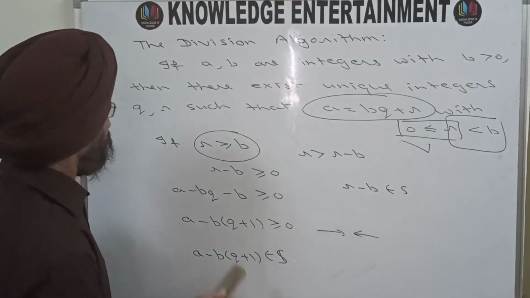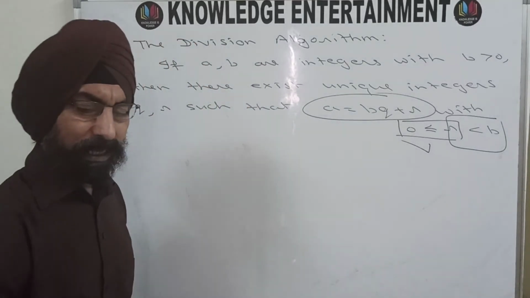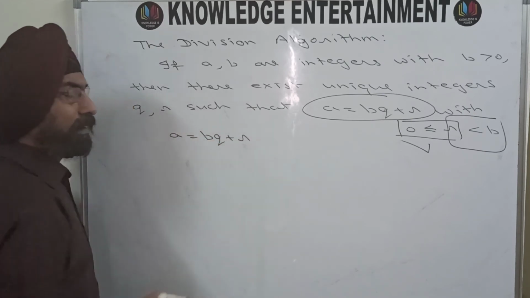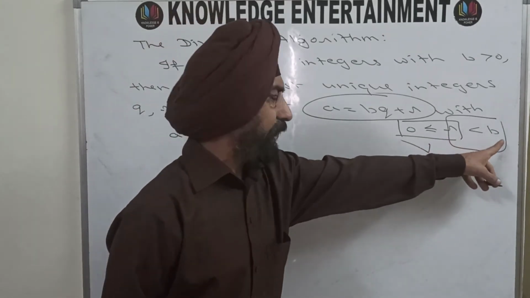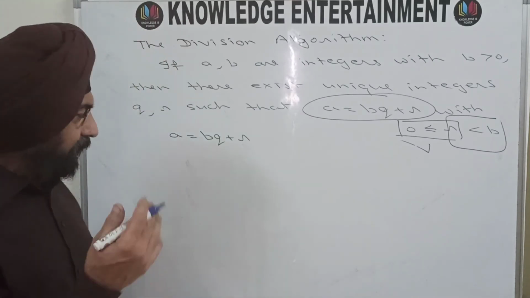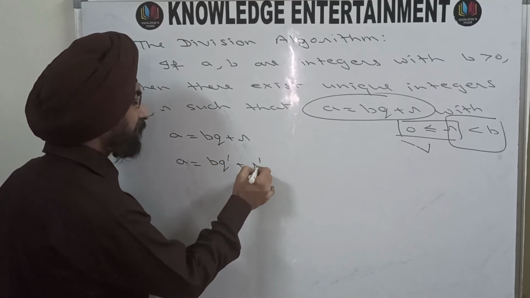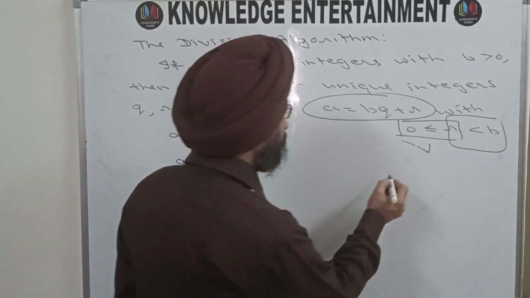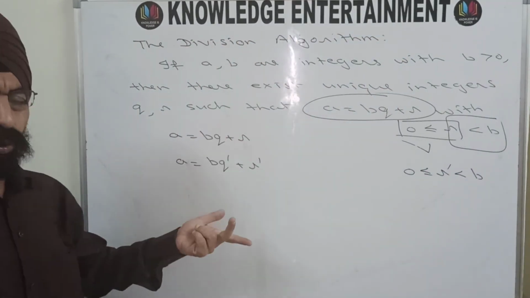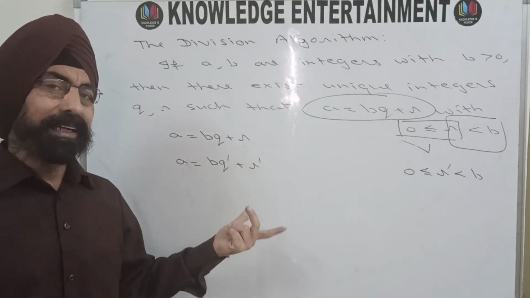And finally, we just have to show the uniqueness of Q and R. So we have proved that A can be expressed as BQ plus R, where R is strictly less than B and is greater than or equal to 0. Suppose, if possible, there is another set Q dash and R dash. So A is equal to BQ dash plus R dash, which also satisfies the same thing. That means 0 is less than or equal to R dash is less than B. So we have supposed that there are two sets satisfying the same condition, which is not possible because we have to prove that Q and R are unique.